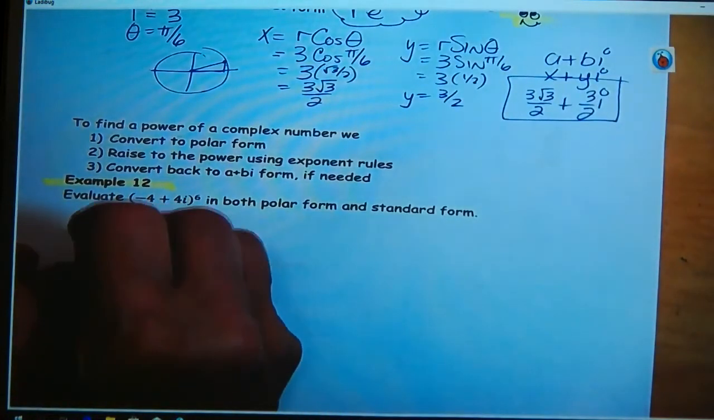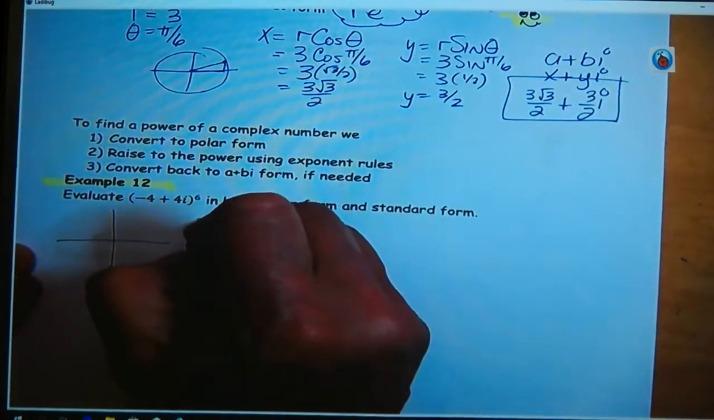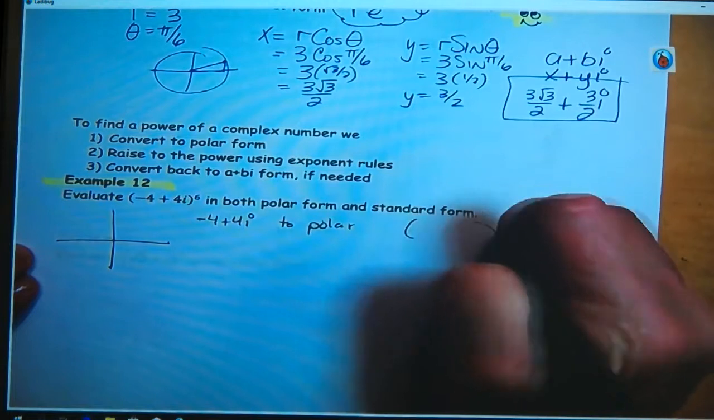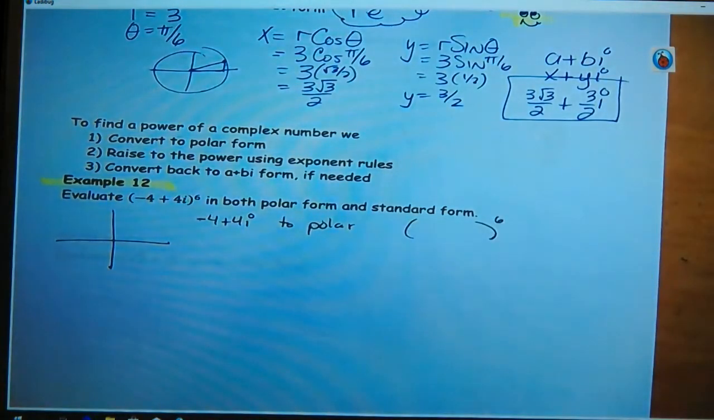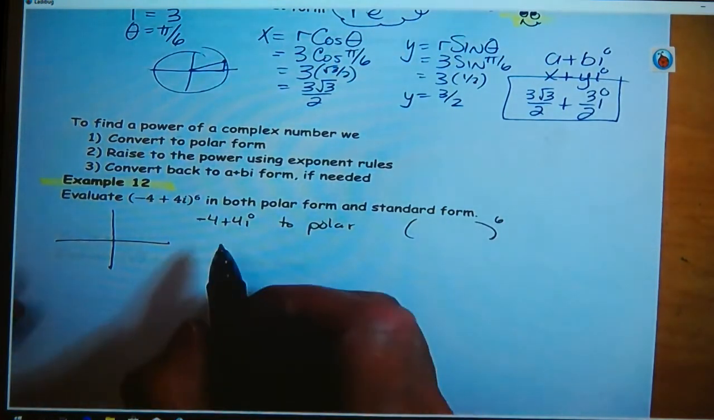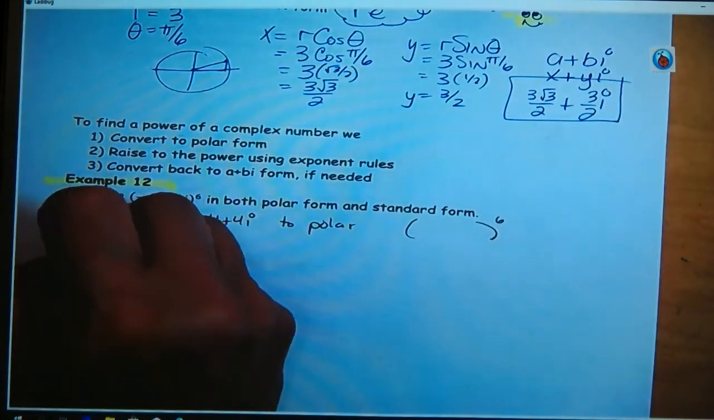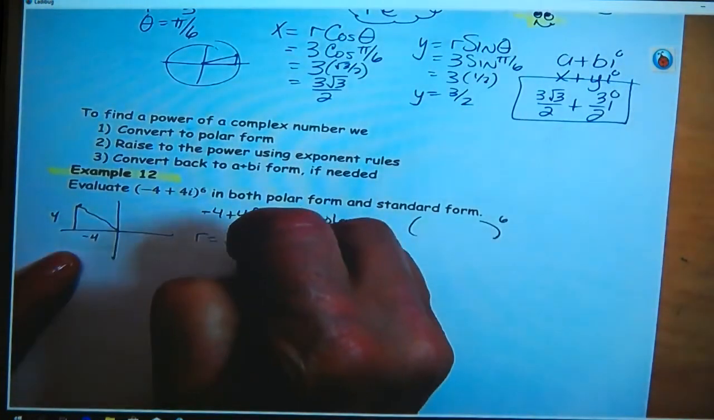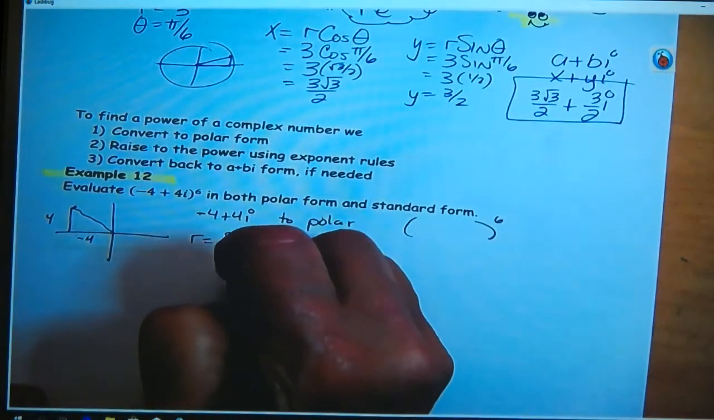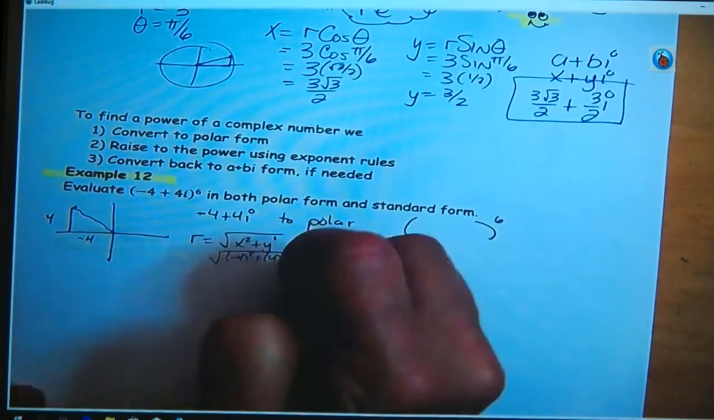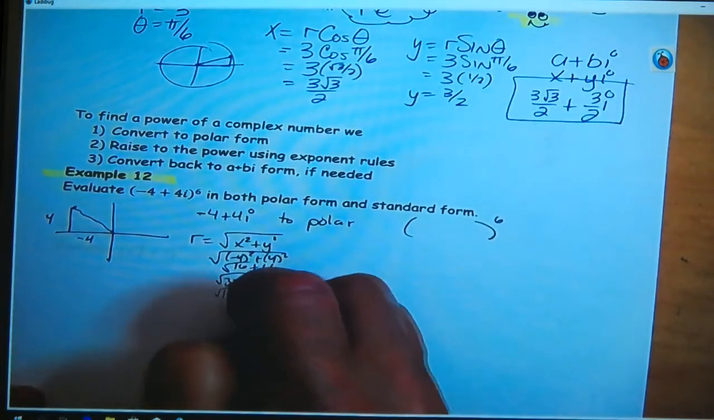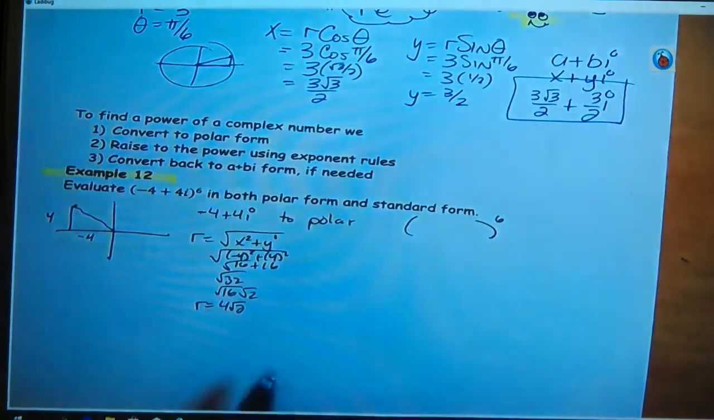So let's see what this looks like. Forget about the 6th right now. We're just taking -4 plus 4i to polar, and then we'll take that to the 6th power. Okay? All right. So we've got -4, 4. Oh, we've done this one already. It looks familiar. So r is going to be the square root of x squared plus y squared, which is 16 plus 16. Square root of 32 goes into 4 radical 2. Just doing that again doesn't hurt.